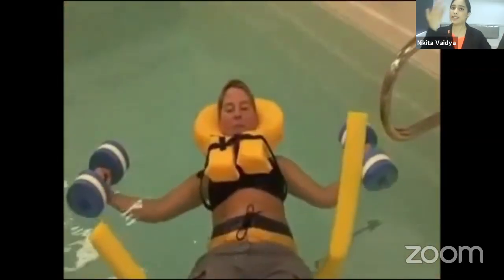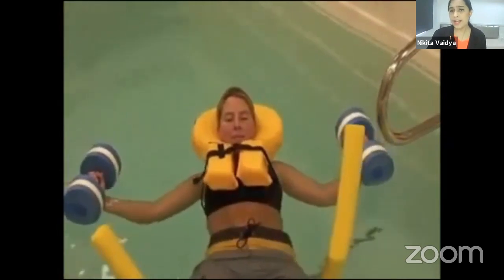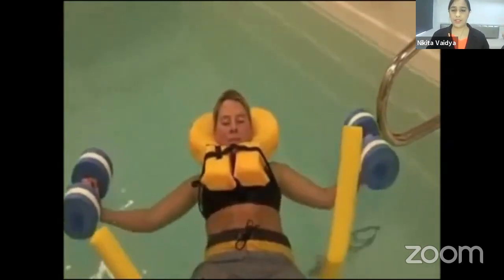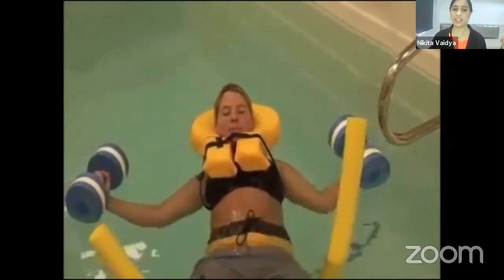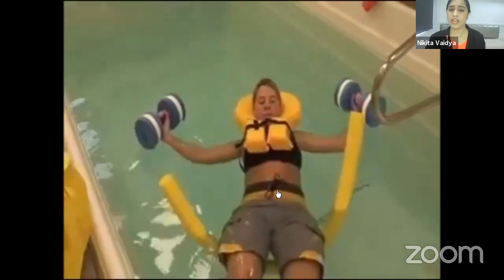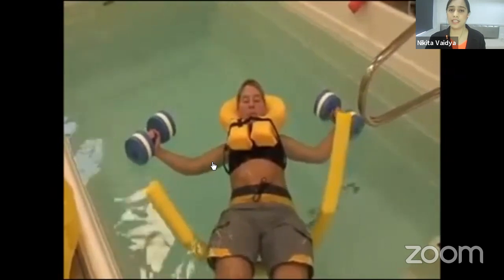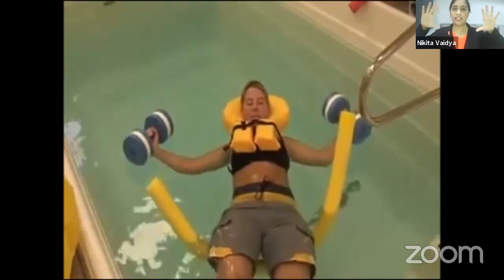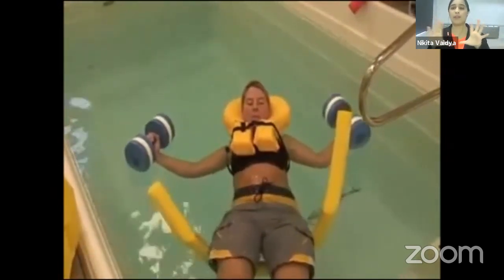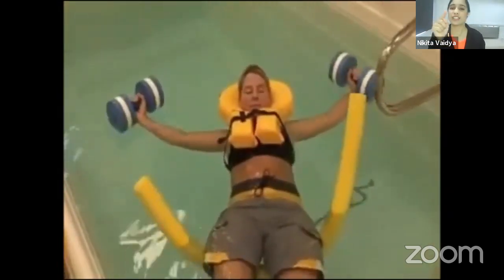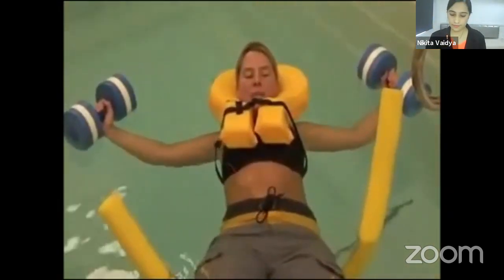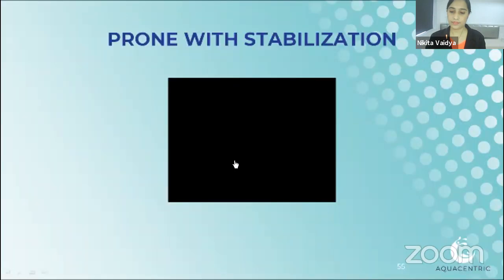Well, now that the person can do the previous exercise well, you add weights. Once you add weights, here you see a good amount of core control. Apart from that, you have to challenge your scapular stability. So by doing this, she's trying to approximate the scapular blades, thus challenging the scapular muscles also. Right?